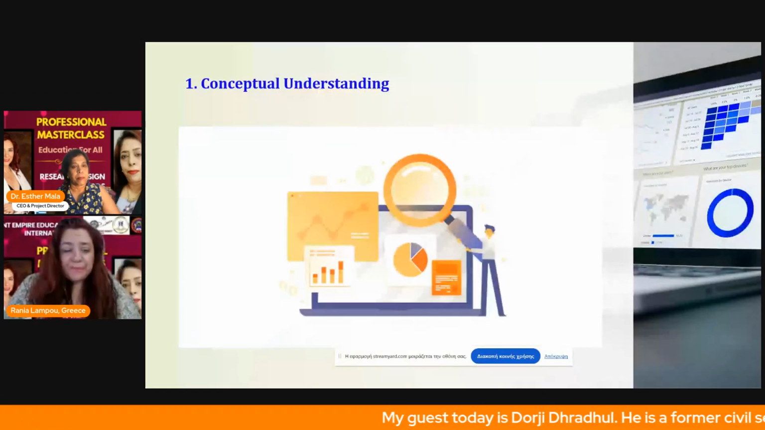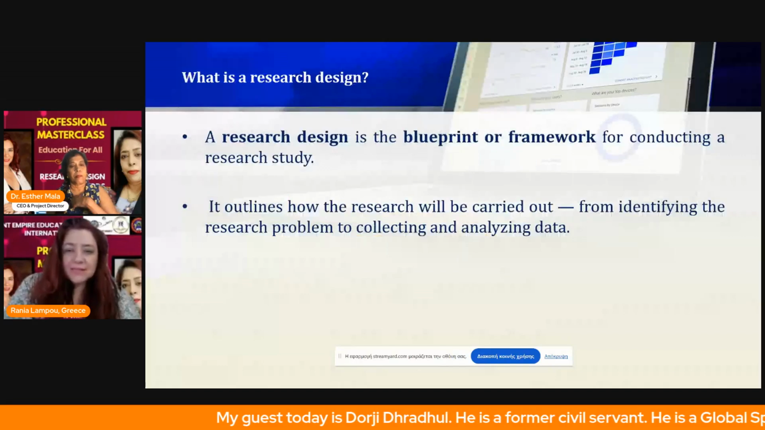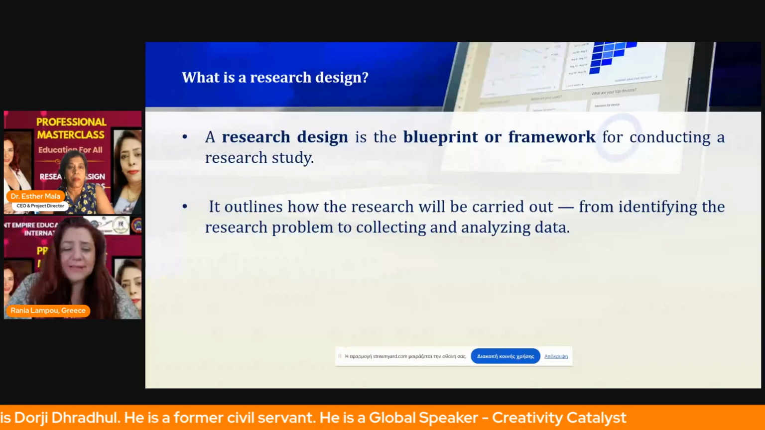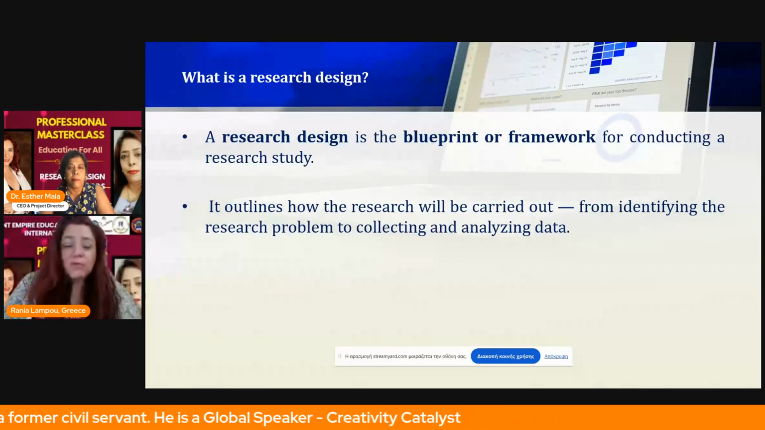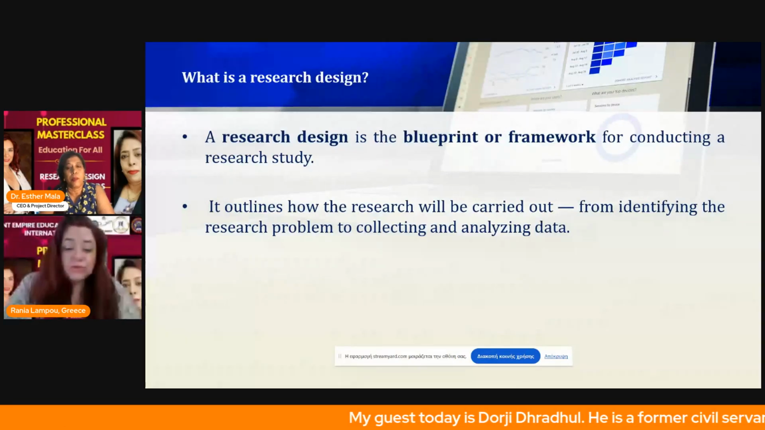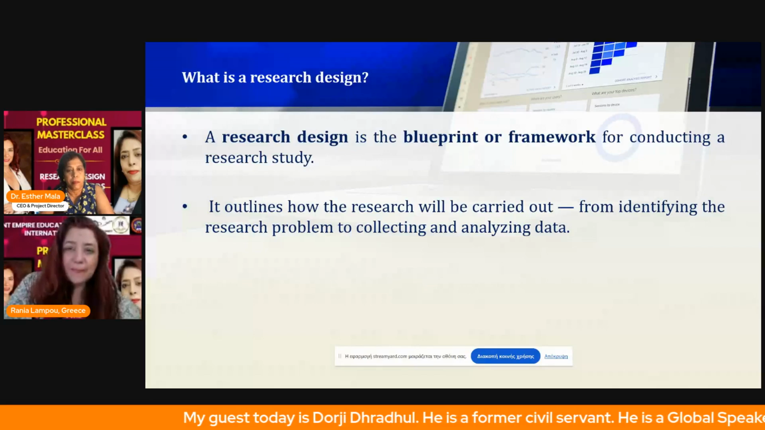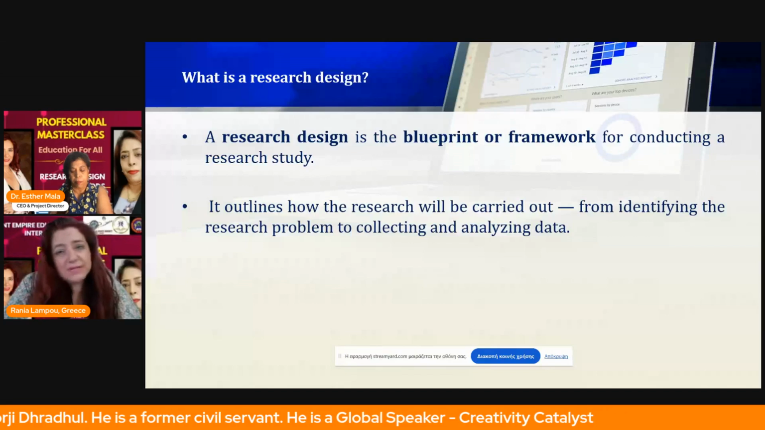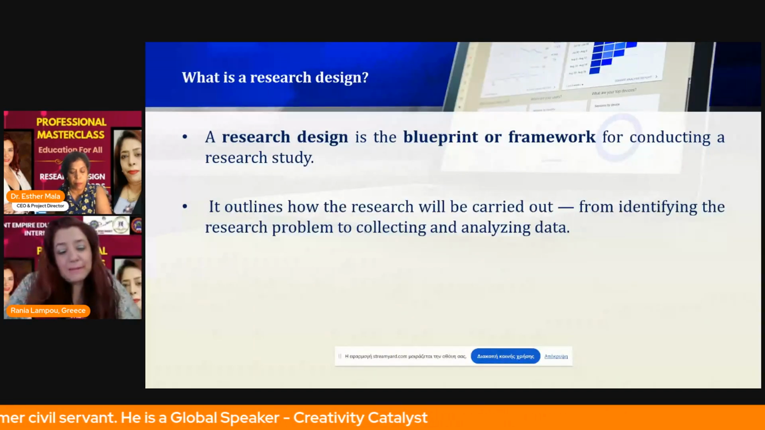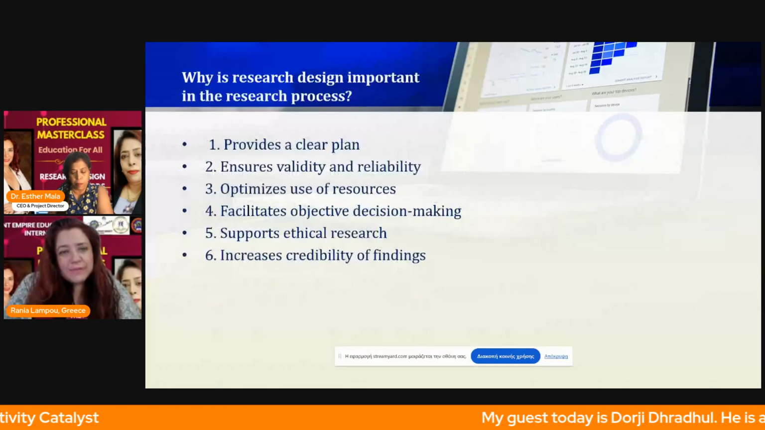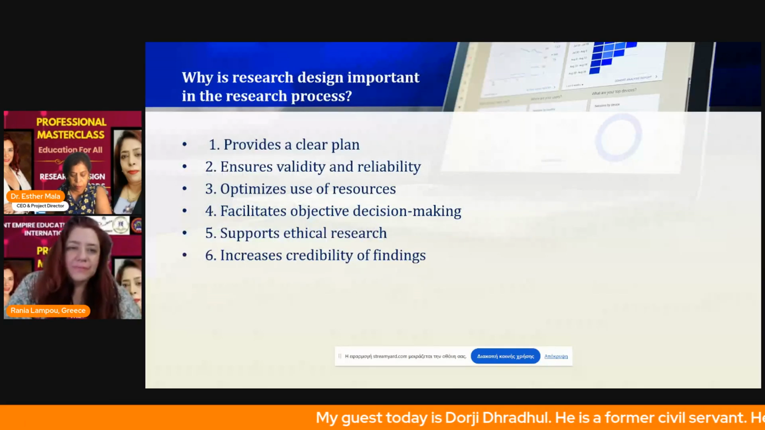So, first, we need to understand what research design is: the blueprint or the framework for conducting a research study. It outlines how the research will be conducted, from identifying the research problem to collecting, analyzing, and interpreting data. It actually helps ensure that the evidence gathered enables the researcher to address the research problem as unambiguously as possible. So why is research design important in the research process?